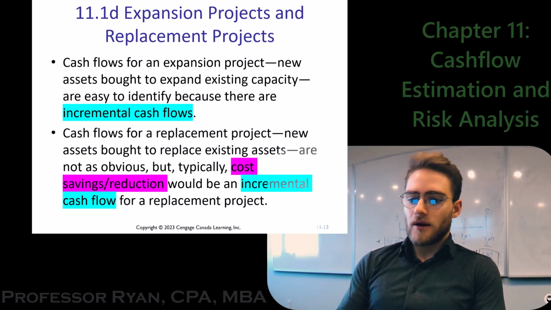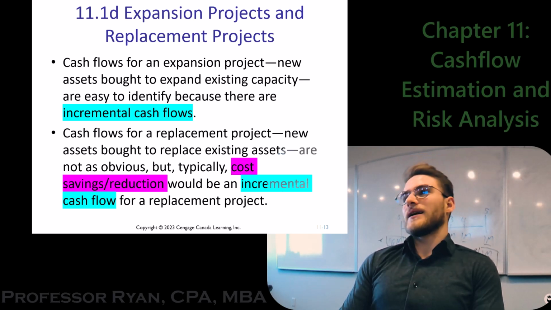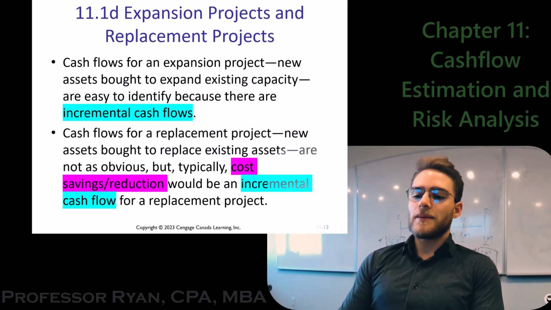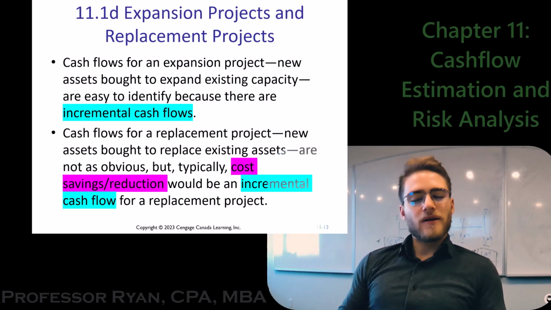So new assets are bought to expand the existing capacity, and they are easy to identify because they are incremental cash flows, right? So for instance, say you're in the 3D printing industry, and you have 5 3D printers. Well, you already have a really good idea.